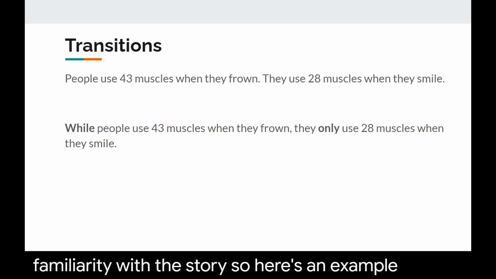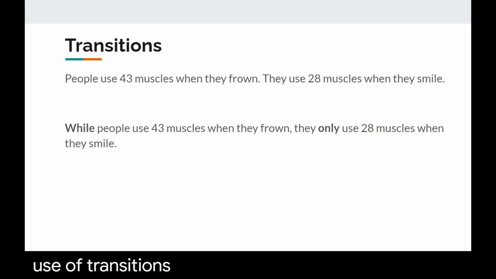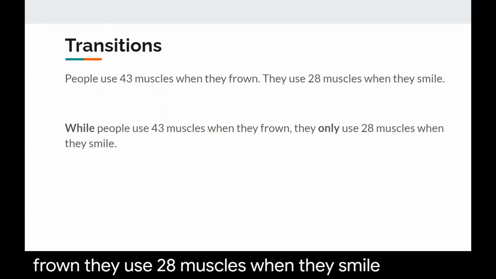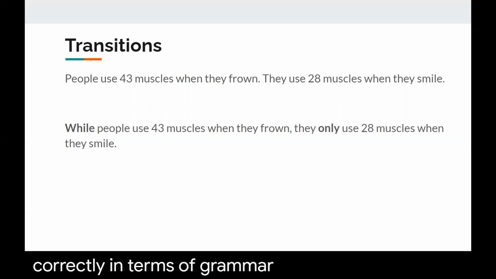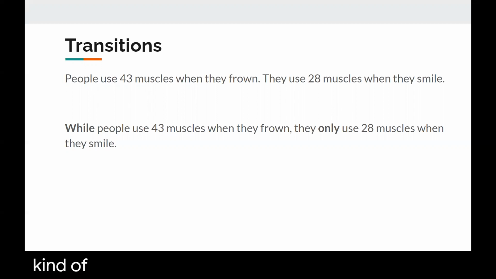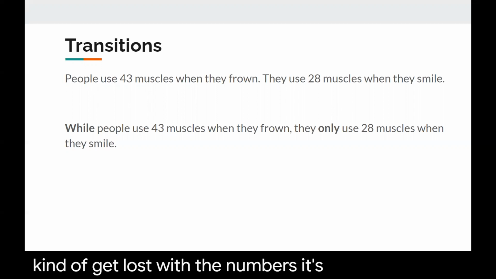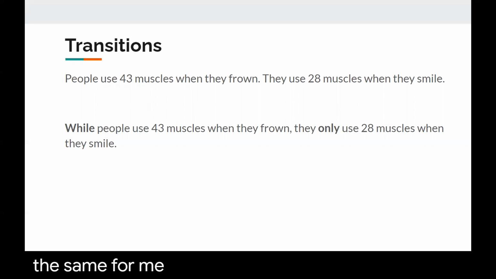So here's an example of the use of transitions. People use 43 muscles when they frown. They use 28 muscles when they smile. While these two sentences are not bad sentences, they're written correctly in terms of grammar, the problem is you kind of get lost with the numbers. It's hard to tell why this information is connected.